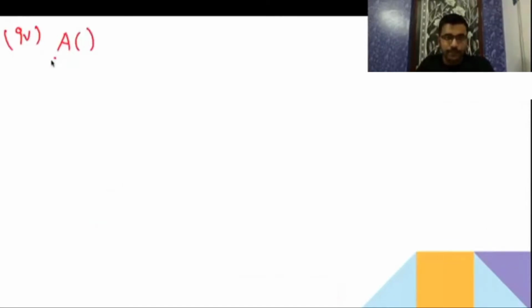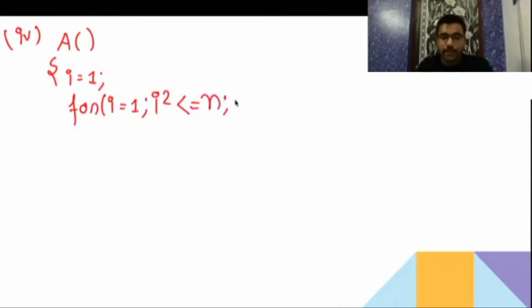for i = 1; i * i <= n; i++, and then a printf inside the loop.